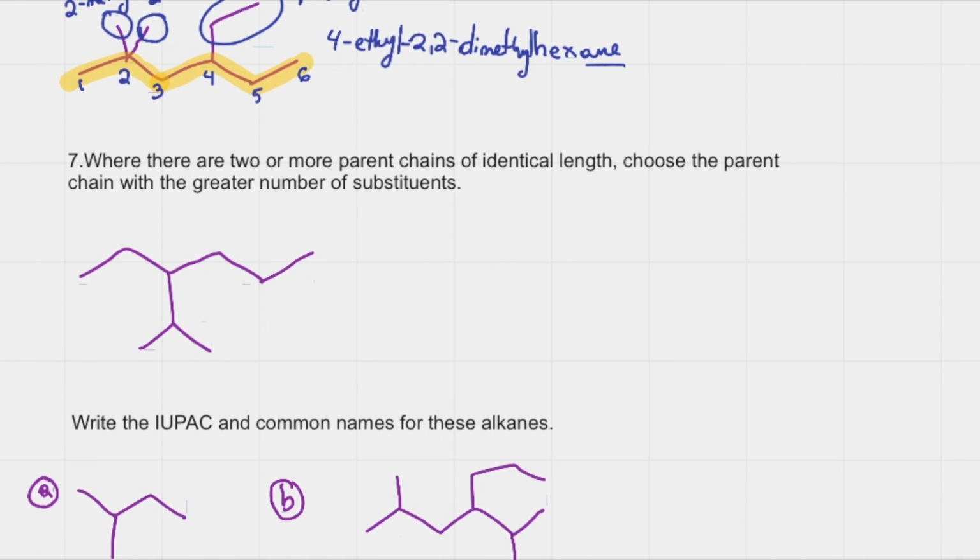And now let's try again. What if I have 1, 2, 3, 4, 5, 6? This parent chain. Let's take a look. If I have this parent chain, then I will have 2 substituents. So this parent chain is winning, so I'm going to use this parent chain instead of the first one, even though they had the same number of carbons in them.